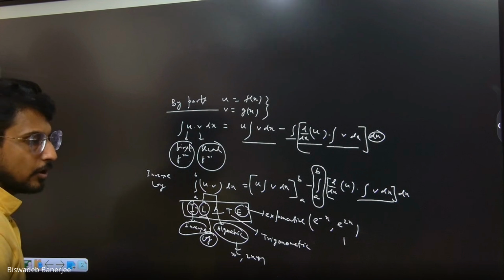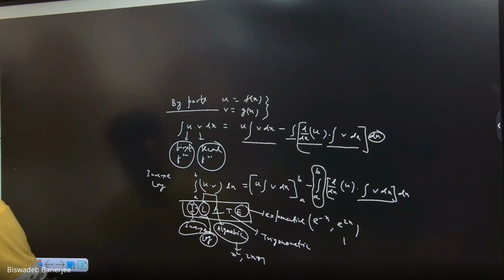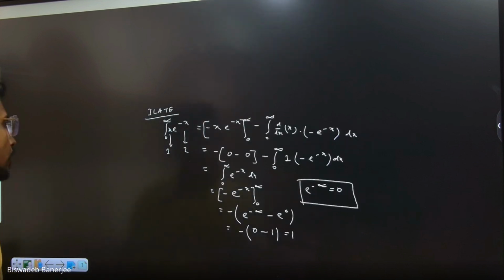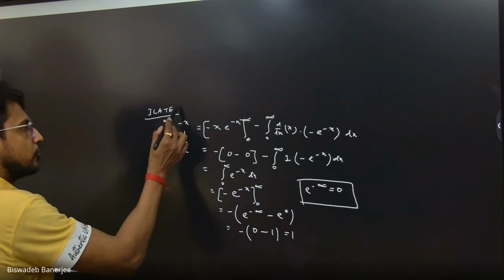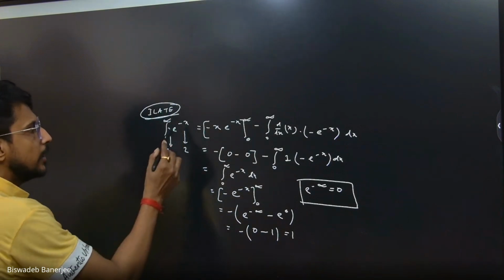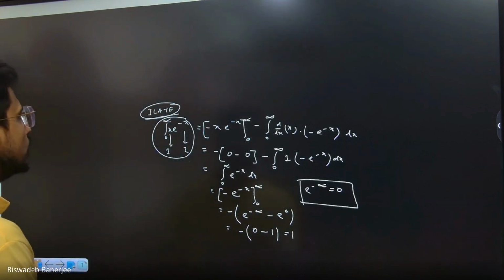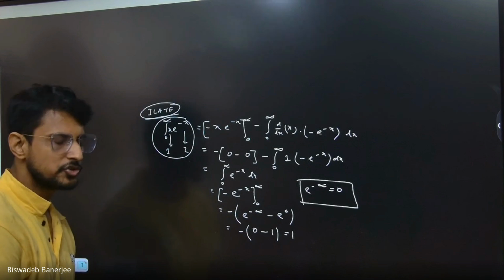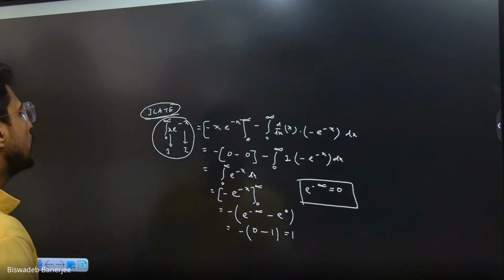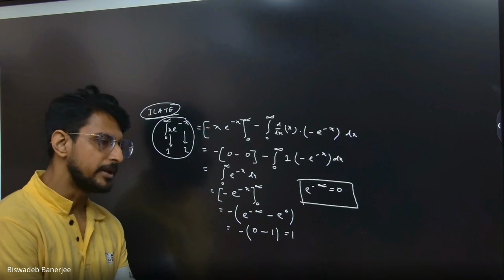Now take an example on it. Okay, just take an example on it. So look at this example of the ILATE rule. Here we have to solve this integration, the integration of x into e to the power minus x. This is a basic integration. Integration from 0 to infinity of x into e to the power minus x.